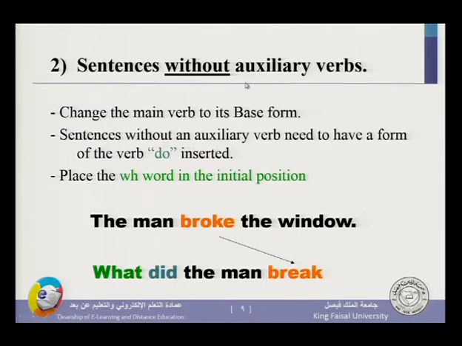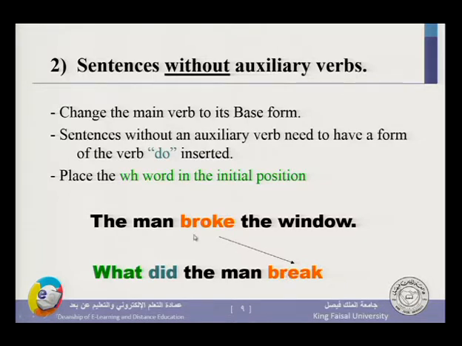Yes, sentences without auxiliary verbs. We need here to ask a question about sentences without auxiliary verbs, without helping verbs. We need first to change the main verb into its base form. The main verb, as you know, for example, if the main verb is in the past, we change it into the base form, which is the present. So broke becomes break, like that.